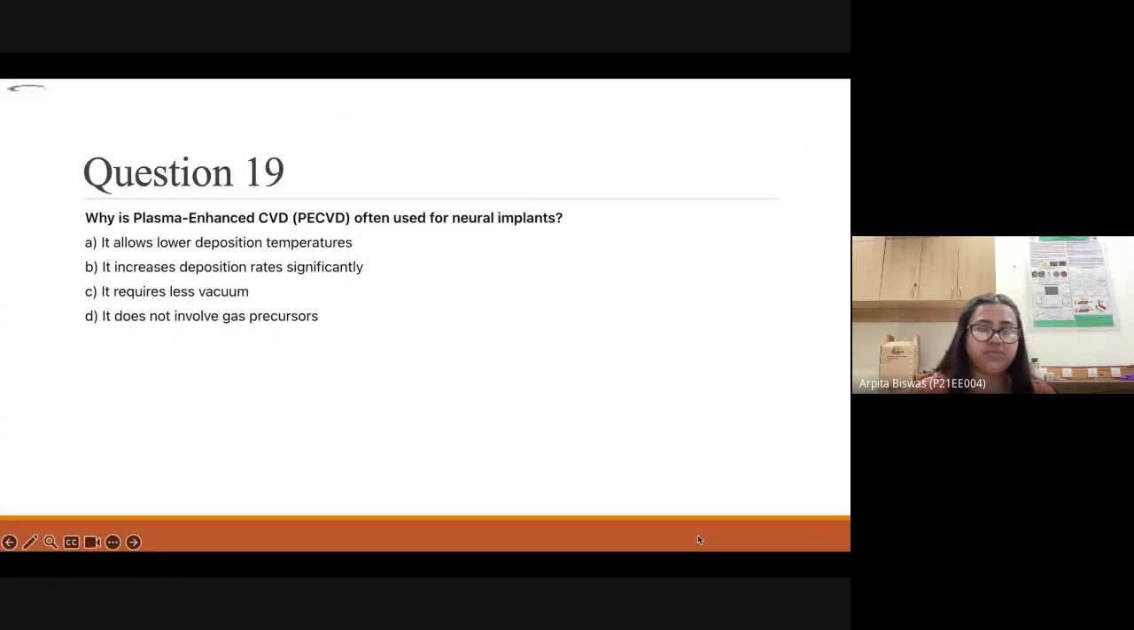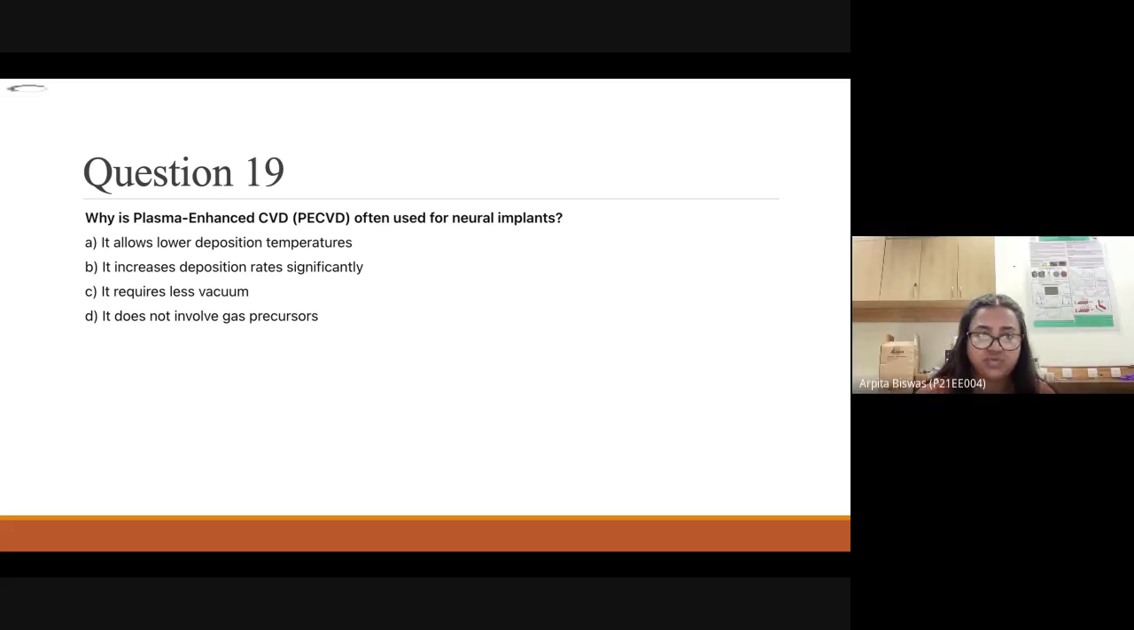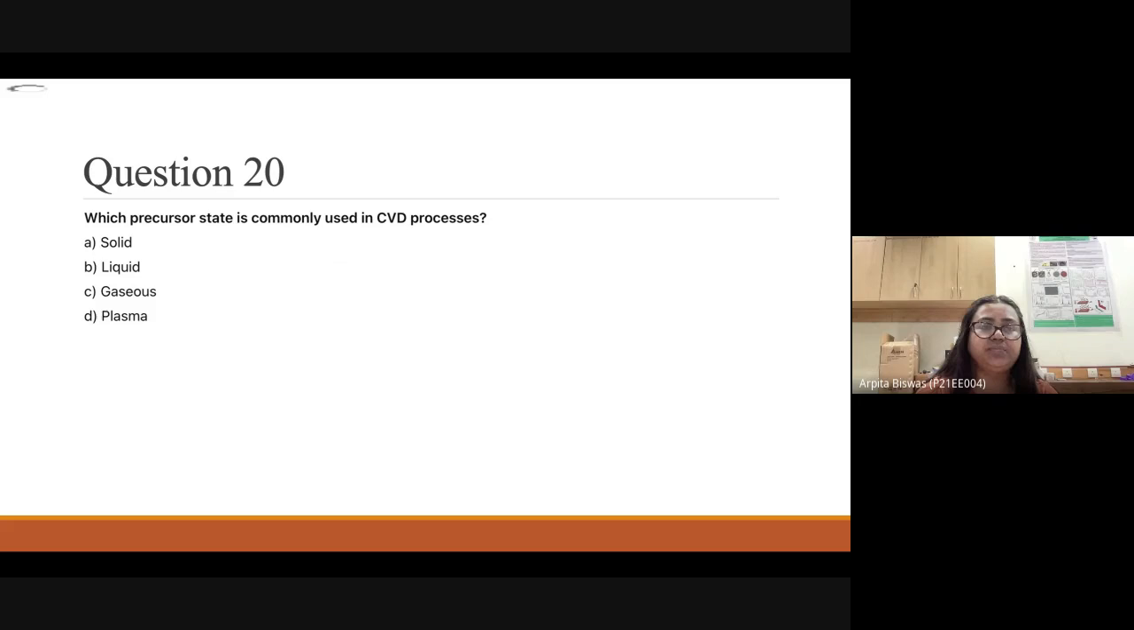So next, moving toward question number 19. Why is plasma enhanced CVD often used for neural implants? First, it allows lower deposition temperatures. Second, it increases the deposition rate significantly. Third, it requires less vacuum. And fourth, it does not involve a gas precursor. One, it lowers deposition temperatures. Yes, good. Next, question number 20.